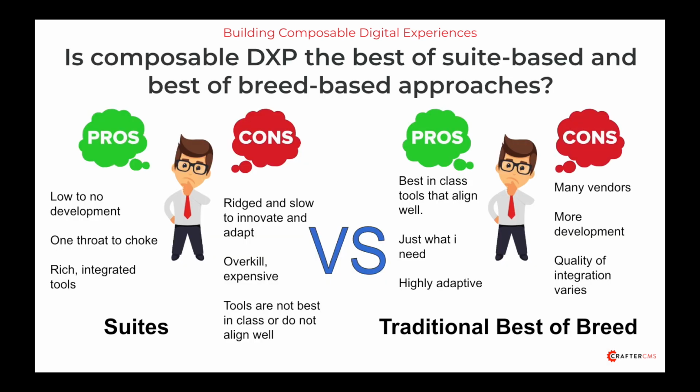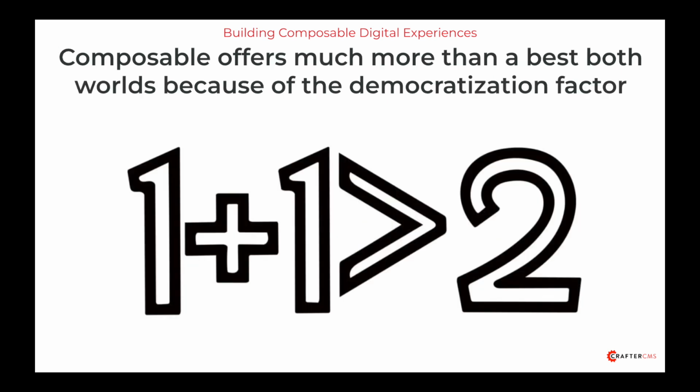You might say that Composable DXP tries to give you the best of both worlds. In other words, you get all of the tooling and the out-of-the-box sort of nature that you would normally get with a suite-based approach, but you get to choose the best component for a specific job, whether it's SEO or content or what have you. But I actually think that Composable offers an even better story, because this isn't just about thesis, antithesis, and a synthesis. What you see here is a little bit more like a 1 + 1 = 5.